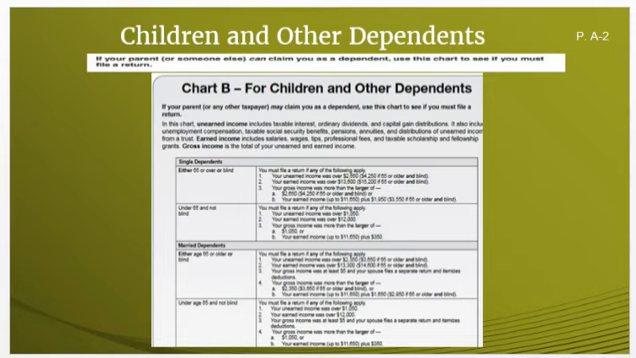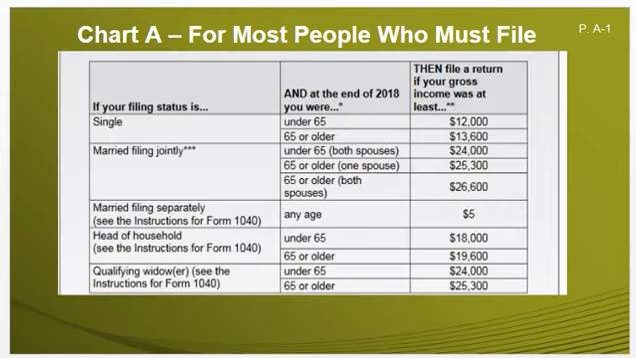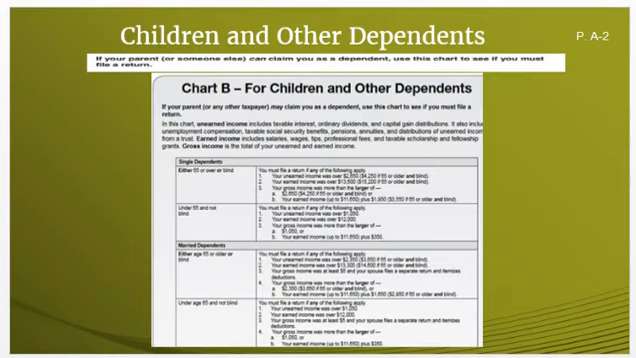Now, we have a category of the tax form for dependents, and the rules are a little bit different for dependents, and we find this chart on page A2. It says if your parent or someone else can claim you as a dependent, then you need to use this chart. So we wouldn't use this chart if we were a dependent of somebody else. We would use this one.